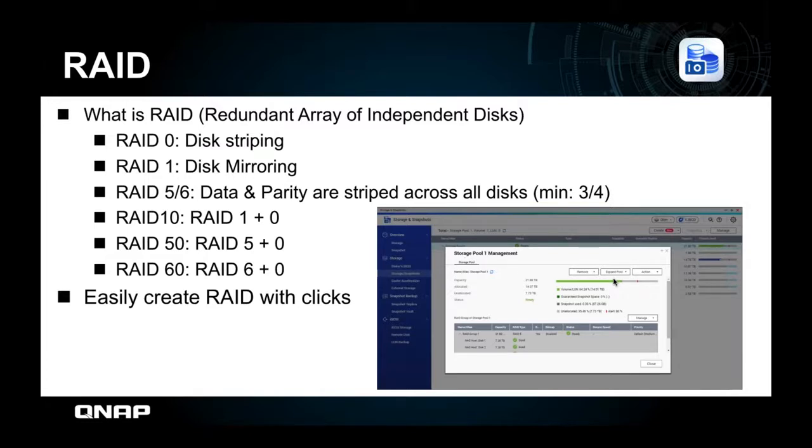RAID 10 is a combination of RAID 1 and RAID 0. RAID 10 is basically multiple RAID 1s striped together like you would in RAID 0. RAID 50 is multiple RAID 5s but striped in a RAID 0. RAID 60 is multiple RAID 6s striped in a RAID 0. And it's very easy to set up your RAID from our GUI with just a few clicks of the mouse.